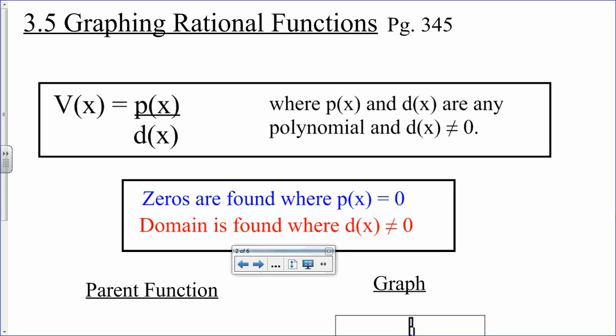So 3.5 is graphing rational functions. We've done some simplifying and solving with these. We've also done the domain of these quite a bit. Now we're going to be looking at their graphs.